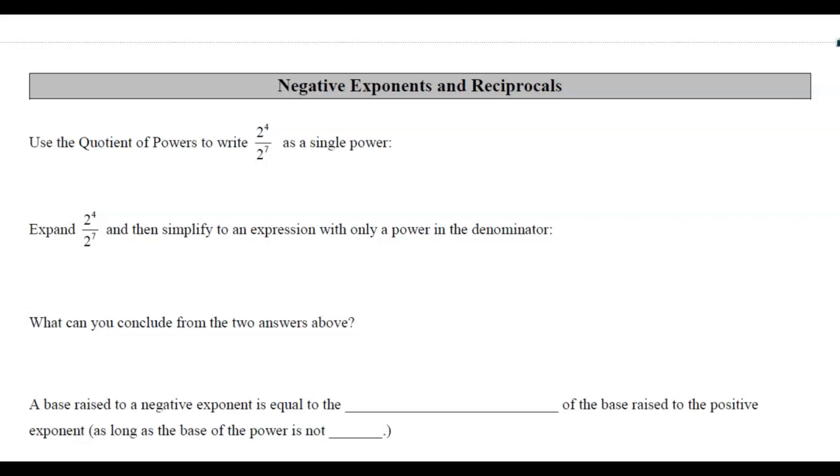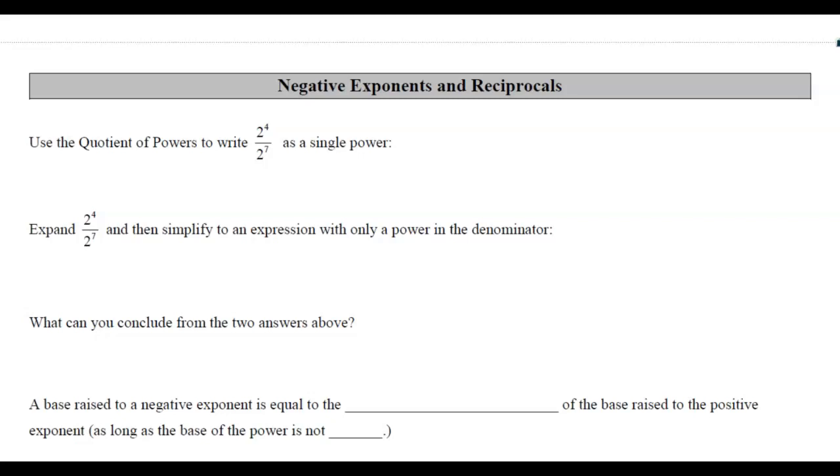Then in the next part, I want you to show it the long way. 2 to the 4th, what is that as a multiplication? Is it 2 times 4? Is it 2 times 2 times 2 times 2? What is it? Show it the long way and simplify that fraction. Okay?